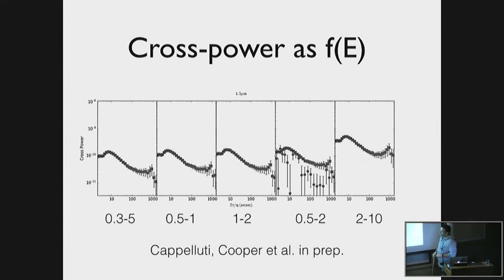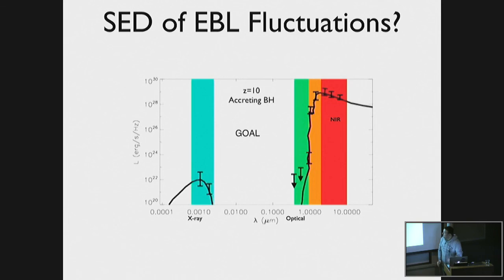But soon we will end up having the spectral energy distribution of this fluctuation. And if these fluctuations are indeed from high redshift sources, what we expect to see is something like this. This is the expected spectral energy distribution of the fluctuation if they are produced by high redshift black holes. And this point is what we already know.